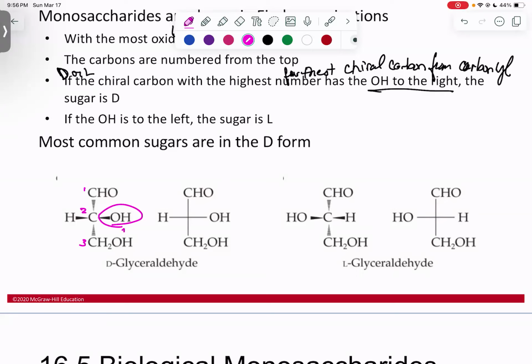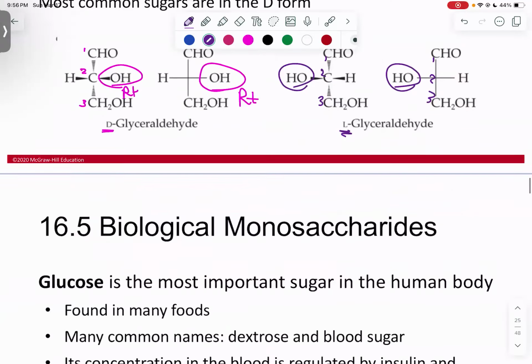So this is on the right. And so you can either do it with dashes and wedges, or you can do it in the Fisher diagram. Regardless, it's still on the right, which makes it D-glyceraldehyde. On the other hand, if we have the hydroxyl on the left, that tells us it is L-glyceraldehyde. 1, 2, 3.